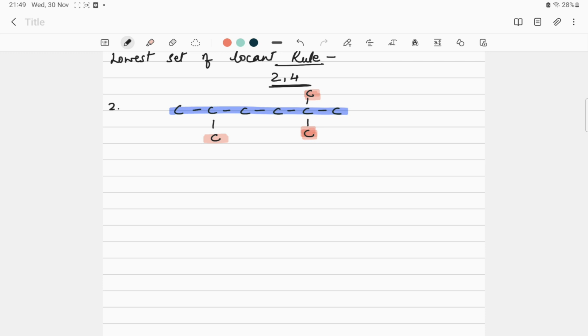Now the question is, what should be the positions of these substituents? Where should we number from? If we number from left to right, it's going to be 1 2 3 4 5 6. The set of locants is going to be 2, 5, 5.